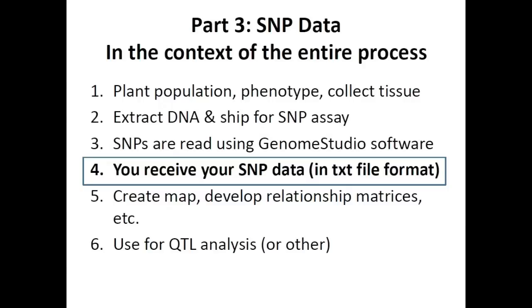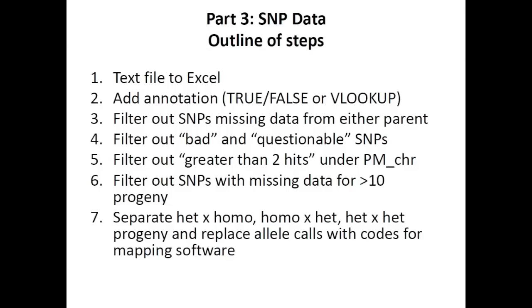Step 4 is really where we are, is where you receive your SNP data, and this is in a text file format. Next, you create your map where you develop relationship matrices and finally use for QTL analyses or other type of analyses that you're using. So this is a summary of the outline of the steps, which I will go through with you guys.